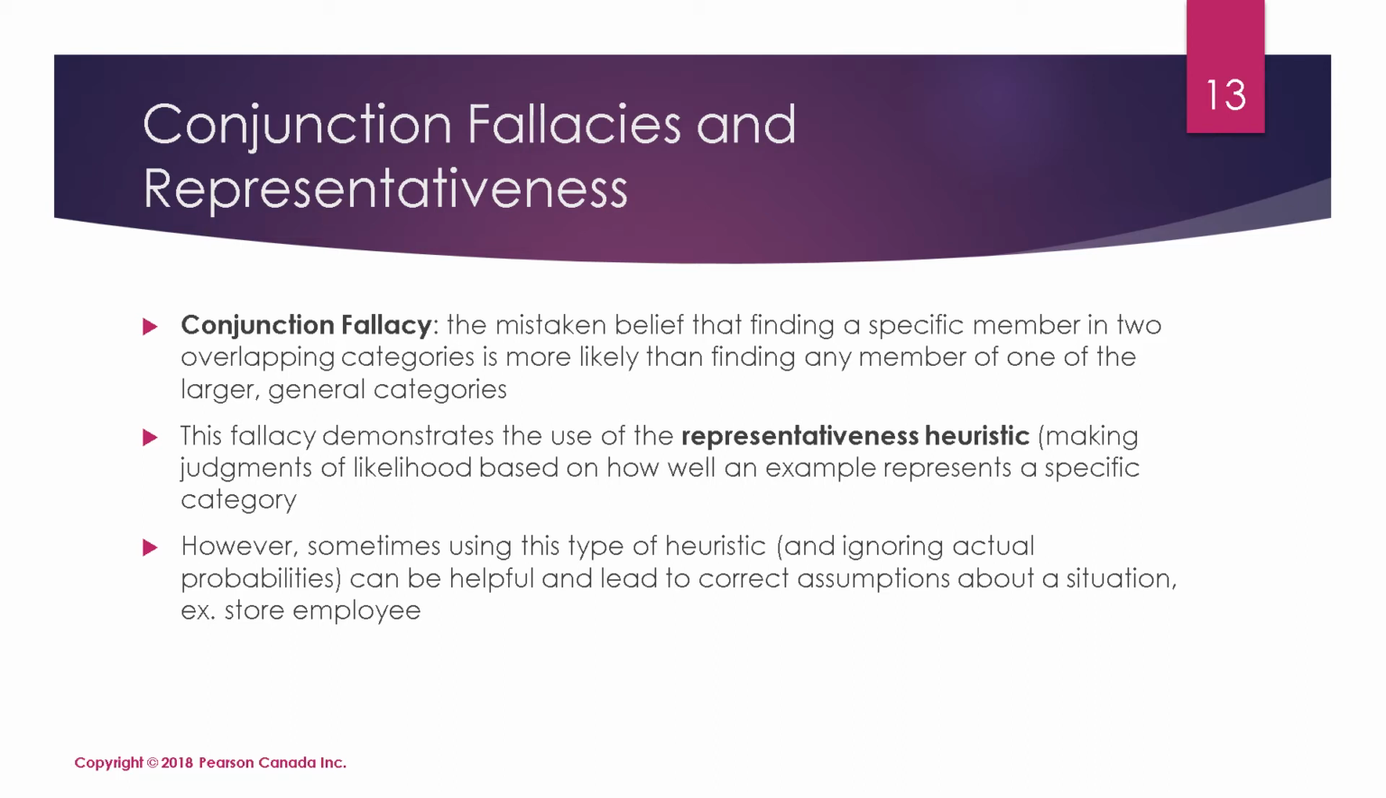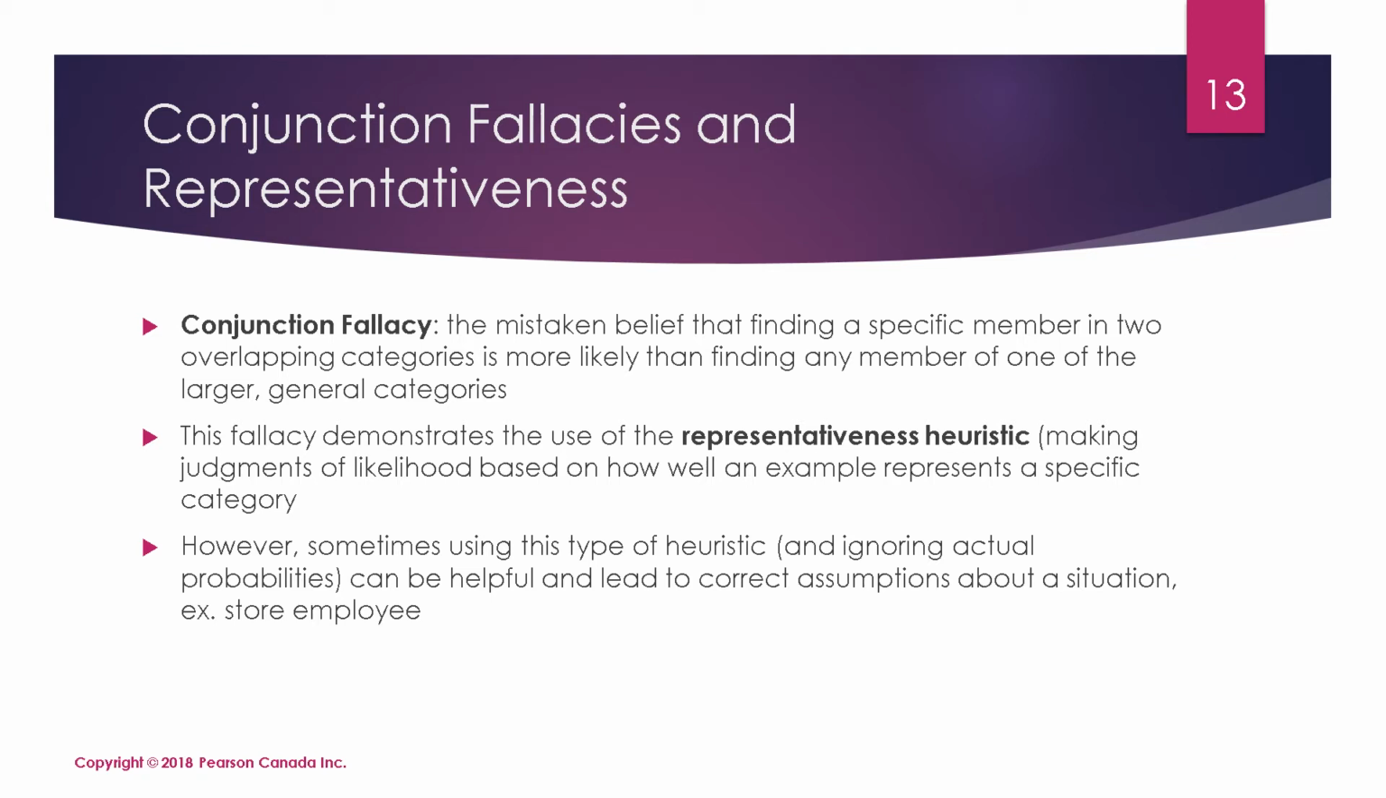So this fallacy demonstrates the use of the representativeness heuristic, because we're making our judgment of likelihood based on how well an example represents a specific category. In this case, we read about Linda and we thought, hey, she's been involved in all of these different movements and things like that. So it's pretty likely that she would be someone who'd be involved in the feminist movement. So we're saying she seems to represent our idea of someone who would be involved in that type of movement fairly well. And in that respect, it's causing an error in our judgment because it's causing us to overestimate the probability that she would be both a bank teller and active in that movement.